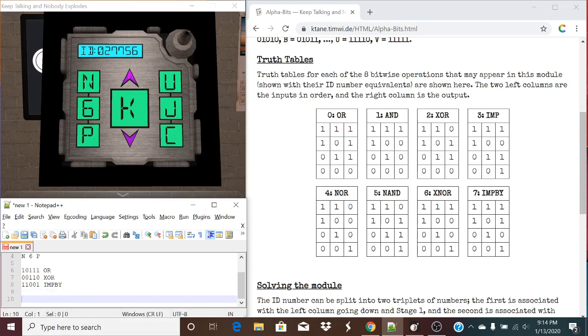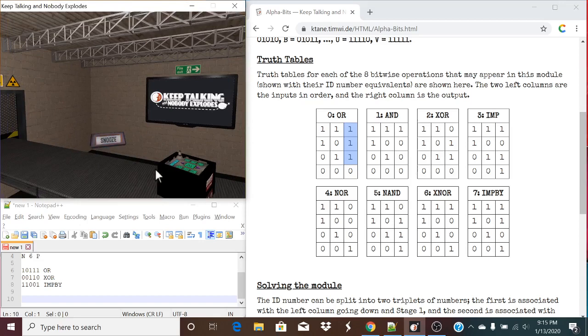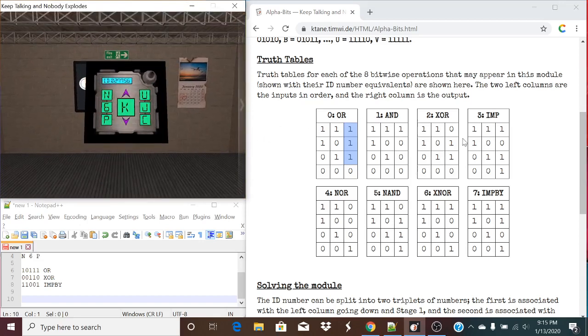So 1 is the output for OR, and that means that gives us these 3 inputs here. 0 is the result for XOR. But look, we've already determined that 11 is possible for OR, but 00 is not possible for OR. So that means our answer is a 11.